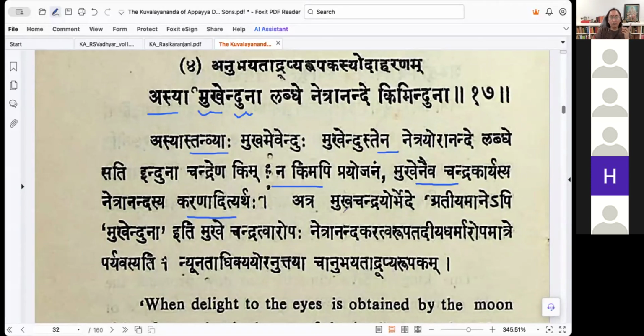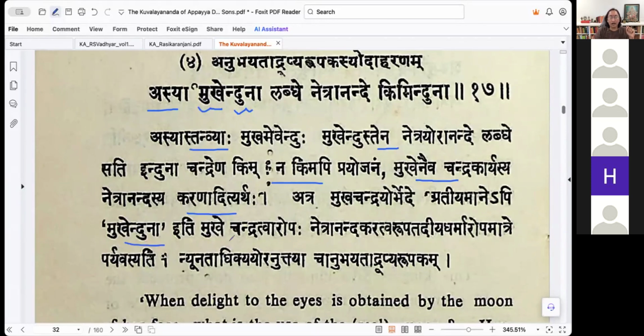Okay. So atra mukha chandrayoho bhede, there is a very specific mention of mukham and indu. So we know that there is a difference between the two of them. So mukha chandrayoho bhede pratiyamane api mukhenduna iti mukhe chandratva aropaha bhavati. So there is a superimposition of chandratvam, the quality of being a chandra, being a moon, upon this mukham, because they both can give that netra anandam. Netra ananda karatva rupa tadiya dharma aropa matre paryavasyati.